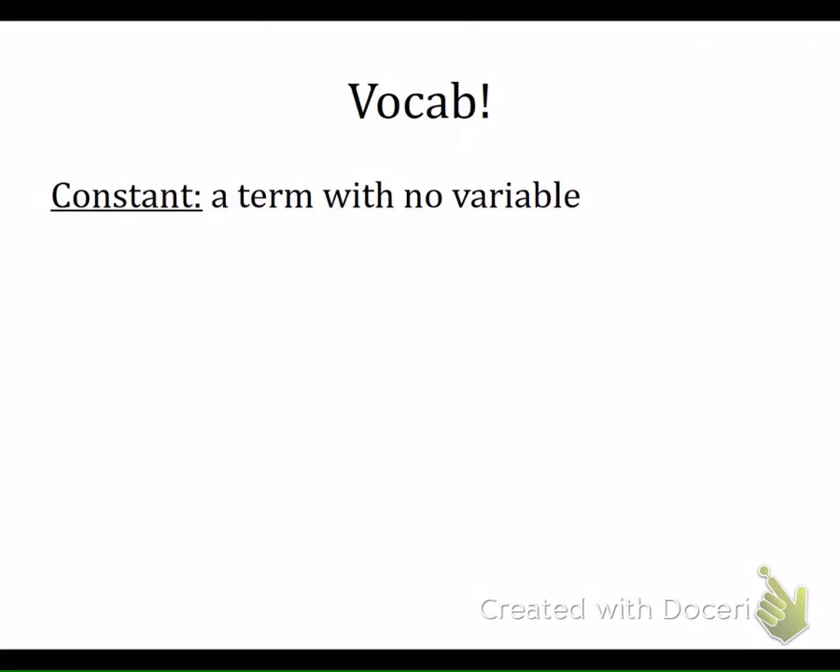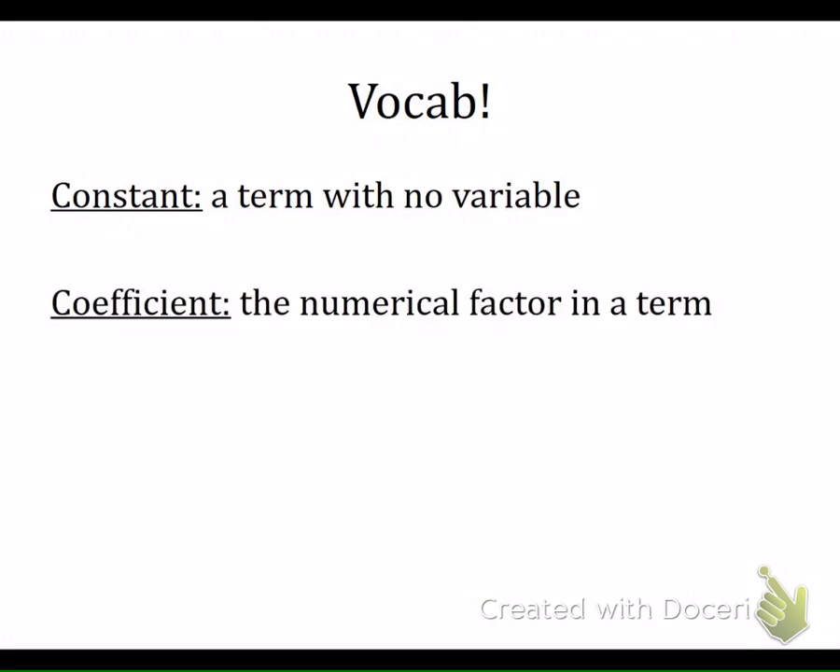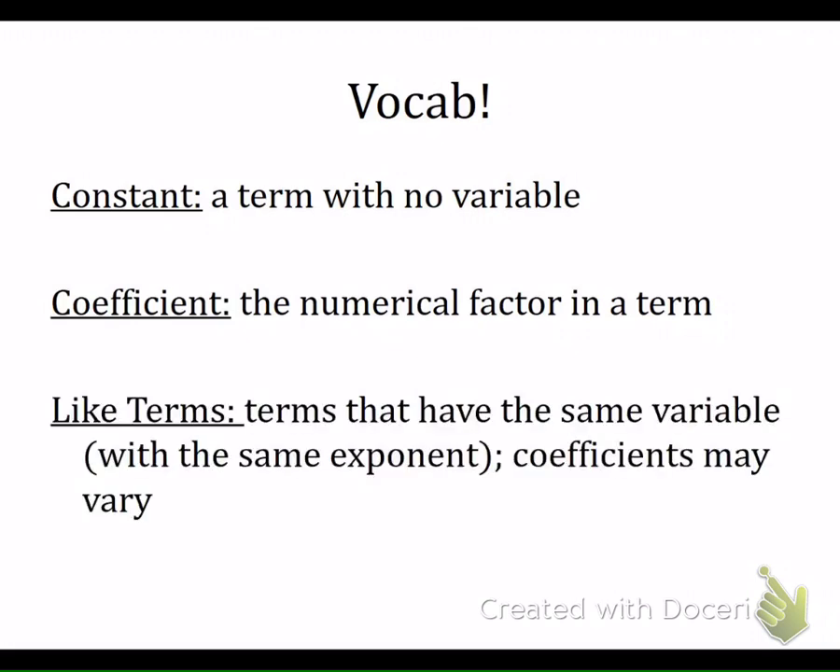A constant is a term without a variable, so like plus 5. 5 would be a constant. A coefficient is a number and a variable put together, but it's the number part, okay? So that's the numerical factor in the term. I always like to think of when you see like co-worker or cooperate, it's when two or more things are working together. Same thing here. The coefficient is the number part that's working together with the variable part.